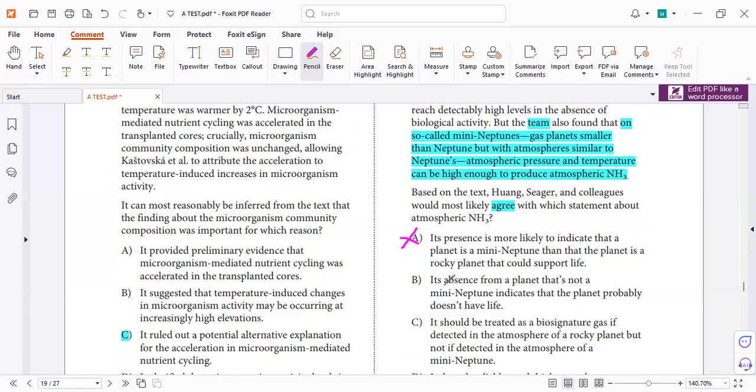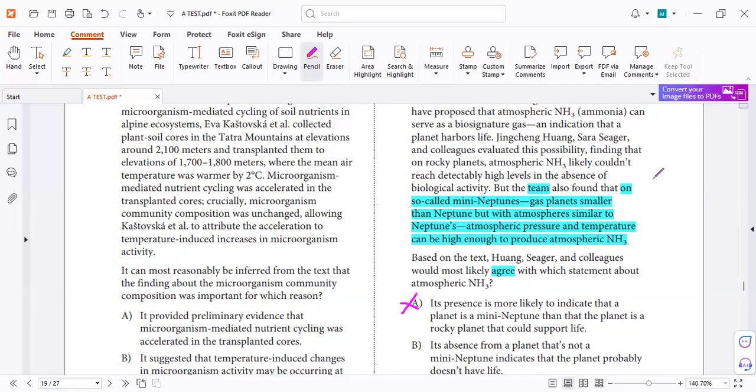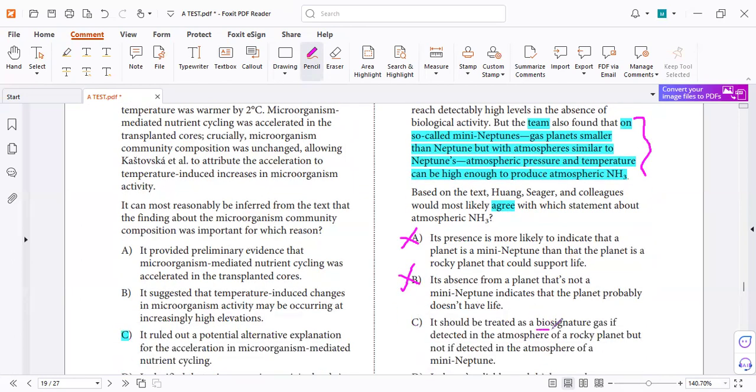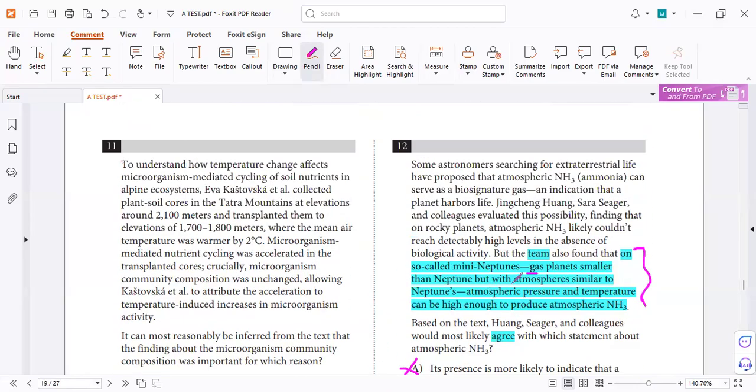Literally, its absence from a planet indicates the planet probably doesn't have life. It's just mentioned here, but this is called the main focus. Don't look in the text, look next to this part only. It should be treated as a biosignature gas if detected in the atmosphere of a rocky planet, but not if detected in the atmosphere of the mini Neptune. This is maybe, but wait, because he mentioned words in this part. But wait, check all the answers.